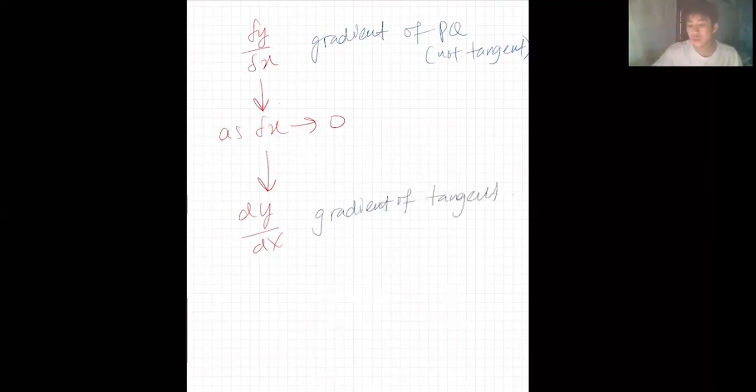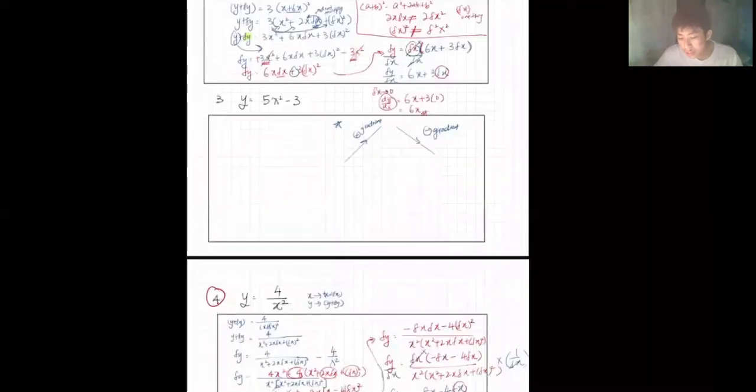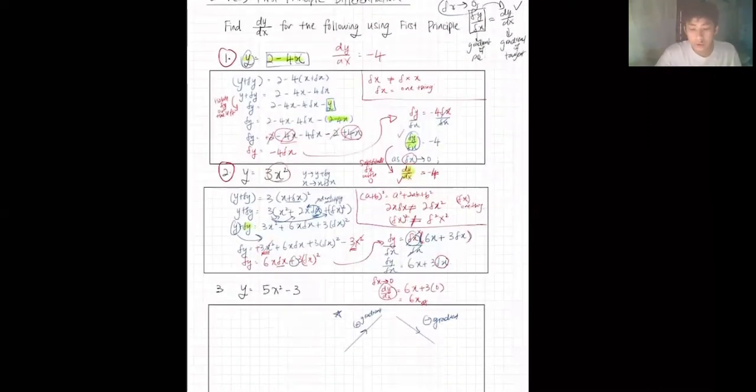Okay, but they seldom ask this one. How do you transform this one to this one? You need to make delta x approach 0, which is what we have done in the first principle. So if you don't understand, at least know the technique of how to do it. So I think that's all for this first part. They seldom ask for the first part, I would say.